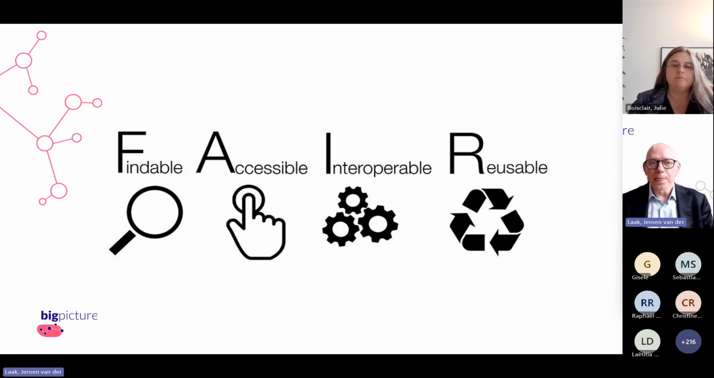It should be accessible, right? You should know how to get access to the data. It should be interoperable, so you should be able to deal with the data, and it should be reusable. You would like, for instance, to use standards so that things that you generate can also be used again in the future by other researchers. So Bigpicture is really about making data FAIRly accessible.